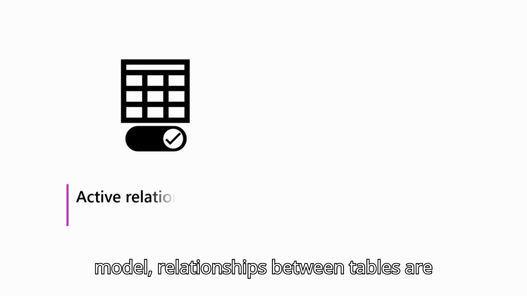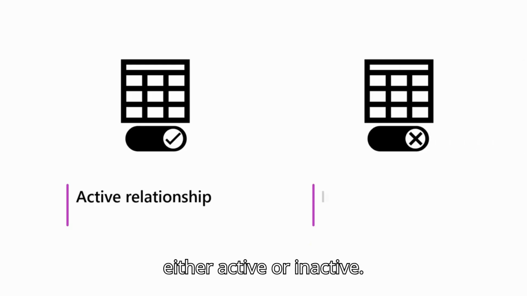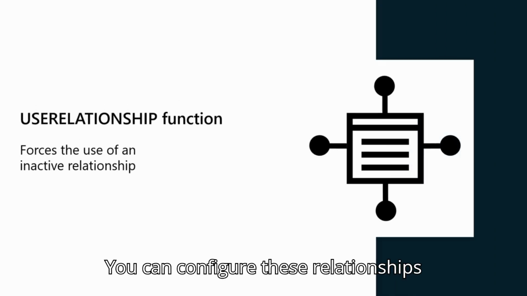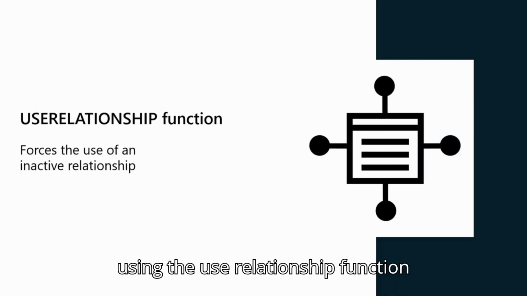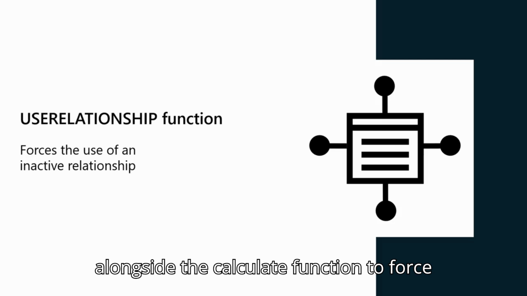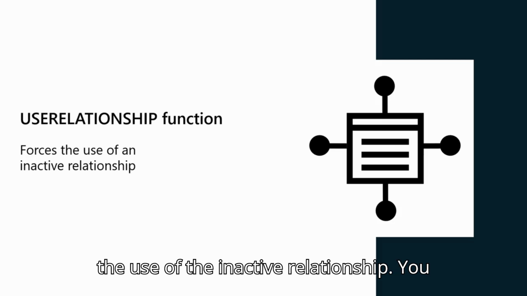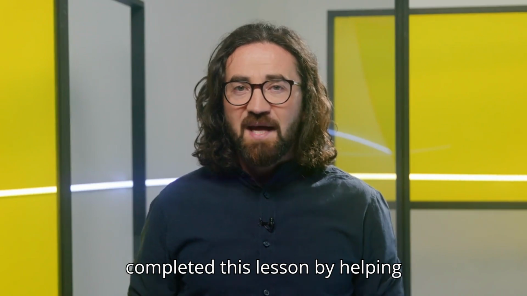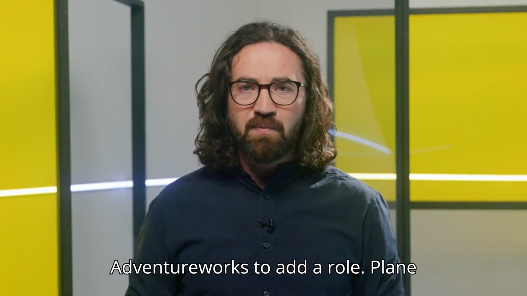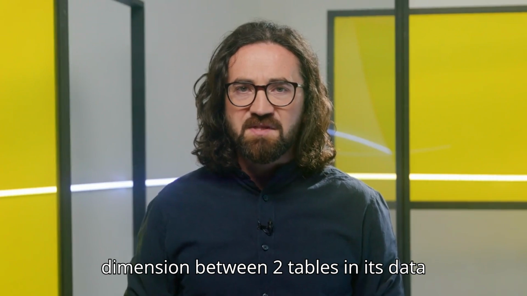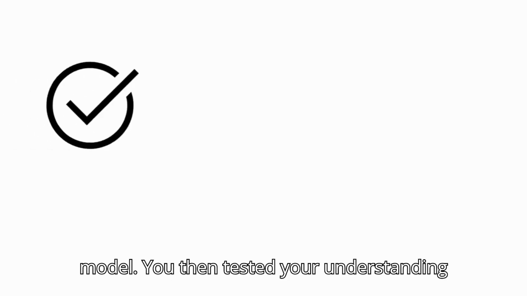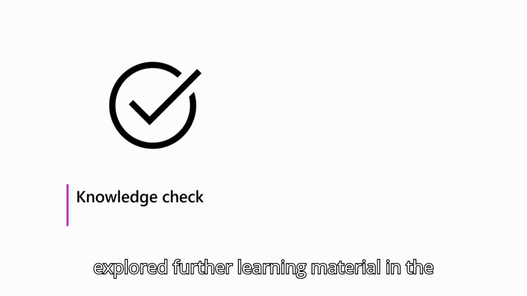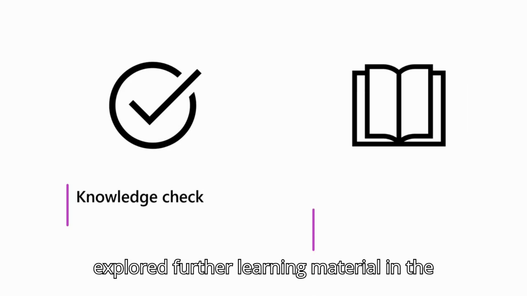In a data model, relationships between tables are either active or inactive. You can configure these relationships using the useRelationship function alongside the calculate function to force the use of the inactive relationship. You completed this lesson by helping AdventureWorks to add a role-playing dimension between 2 tables in its data model. You then tested your understanding of the topics in a knowledge check and explored further learning material in the additional resources.